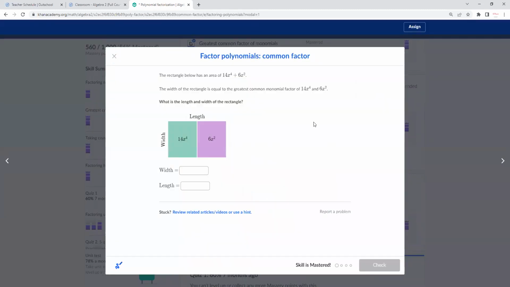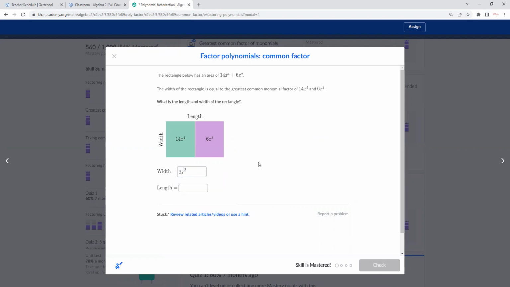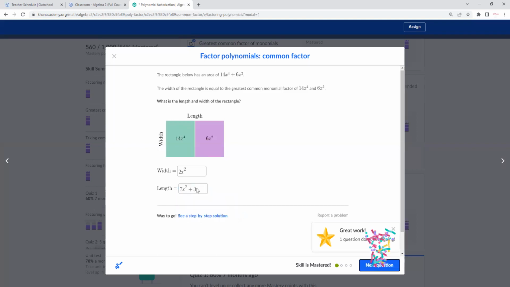Factoring polynomials. Some of these you may not know how to do just yet. We'll get there, but you can try to practice as much as you can on Khan Academy. It says the rectangle has an area of this, so meaning width times length equals this. The width of the rectangle is equal to the greatest common factor. Okay, what's the greatest common factor? Both of them, what do they have in common? 2x squared. So 2x squared times what gets you this? 7x squared plus 3. And that's the answer.